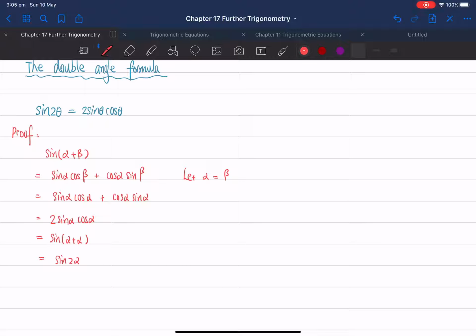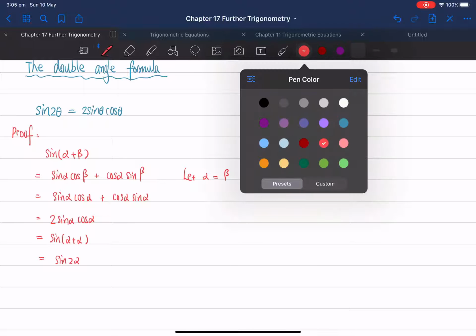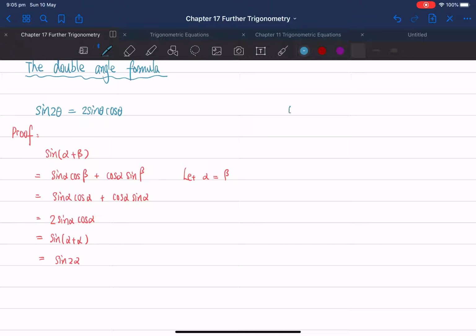Okay, so what are the double angle formulas for cosine and tangent? If we follow the same proof, we get the double angle formula for cosine. Cosine 2 theta is equal to cosine square theta minus sine square theta. So that's the double angle formula for cosine. The proof is just going to be the same, which I'm going to prove for you again.